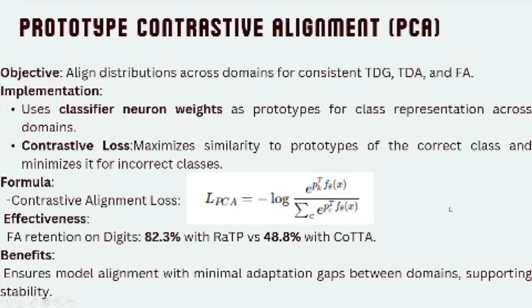Next is Prototype Contrastive Alignment. The main objective of this is to align distributions across the domains for consistent TDG, TDA, and FA scores. The implementation goes as follows: we use the classifier neuron weights as prototypes for class representation across all the domains, and then we minimize the contrastive loss. The effectiveness is visible where FA retention on digits of RATP is comparatively higher than the other model.